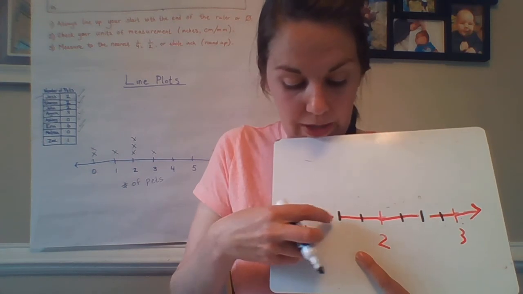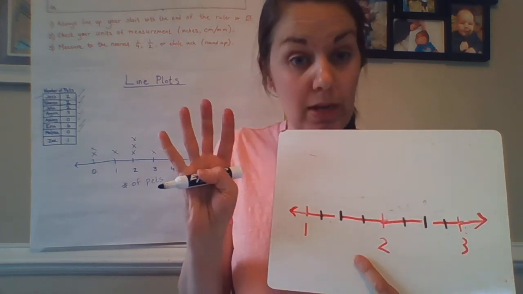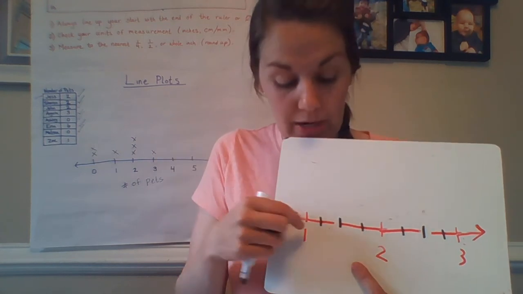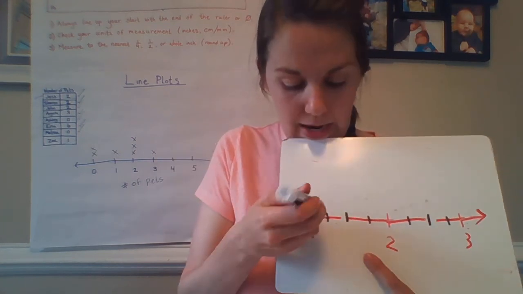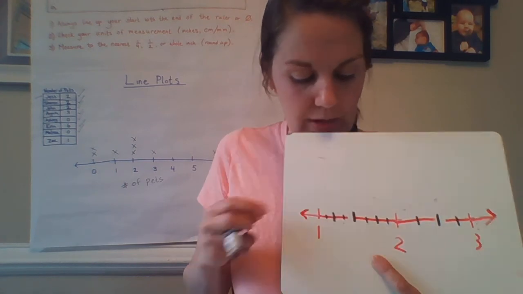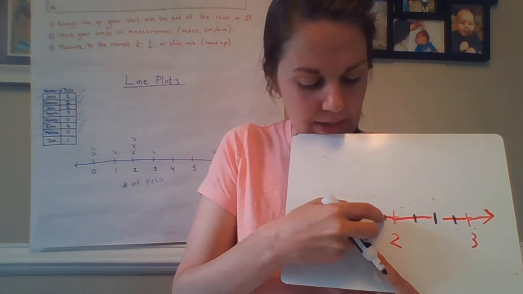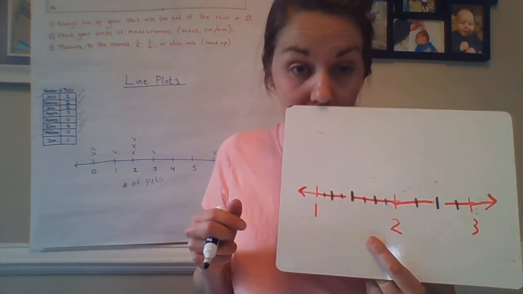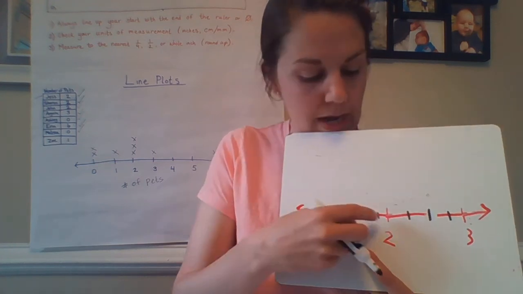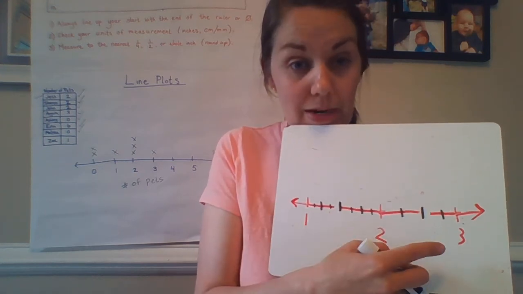So now I have 1, 2, 3, 4 segments. I now have fourths. Then to get eighths, I'm going to cut each of those segments in half. So now I have 1, 2, 3, 4, 5, 6, 7, 8 segments between 1 and 2. And if I did the same thing between 2 and 3, I would have 8 segments there as well.